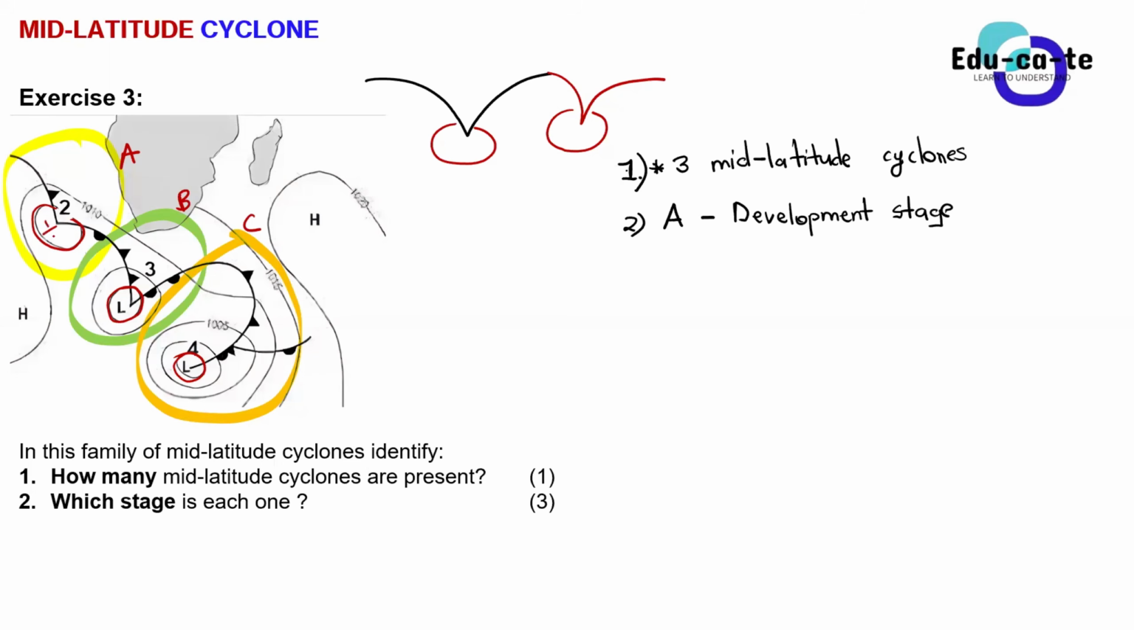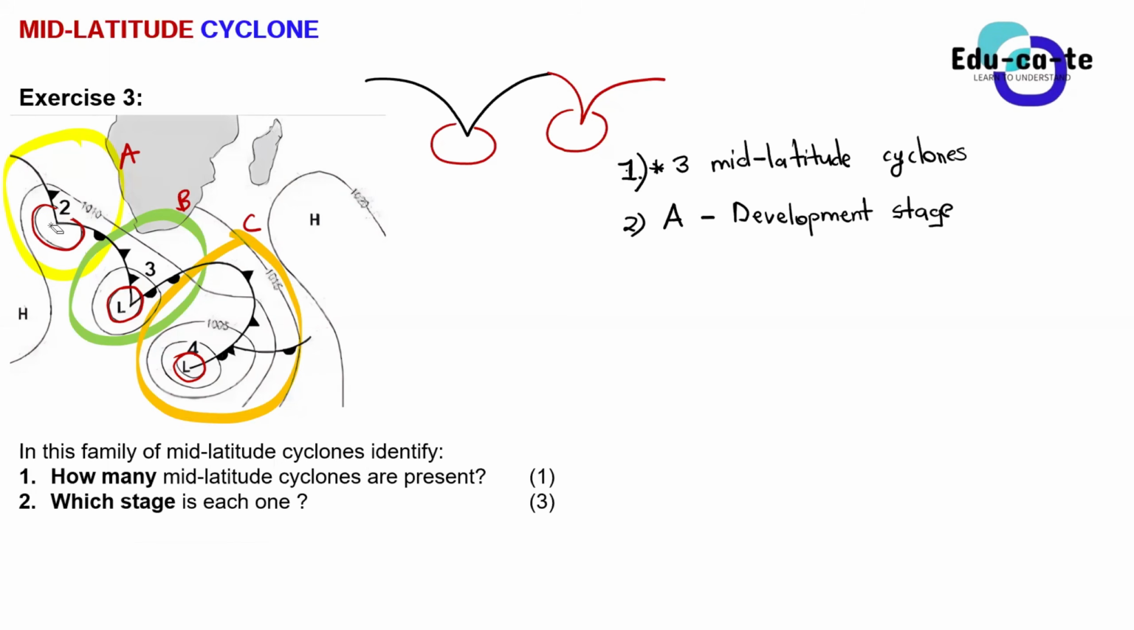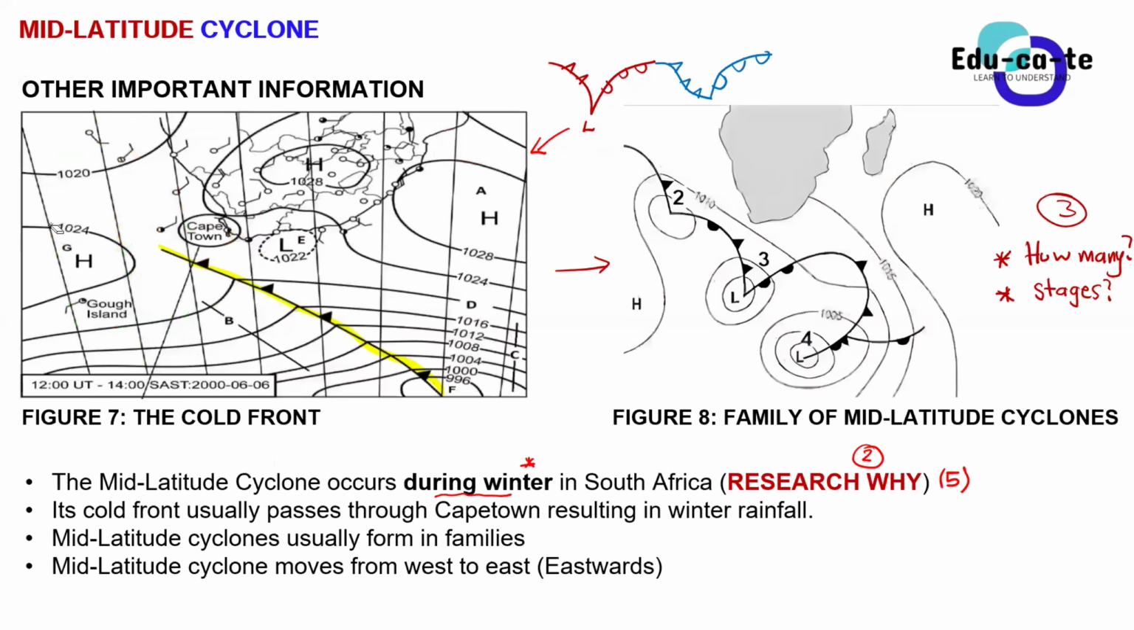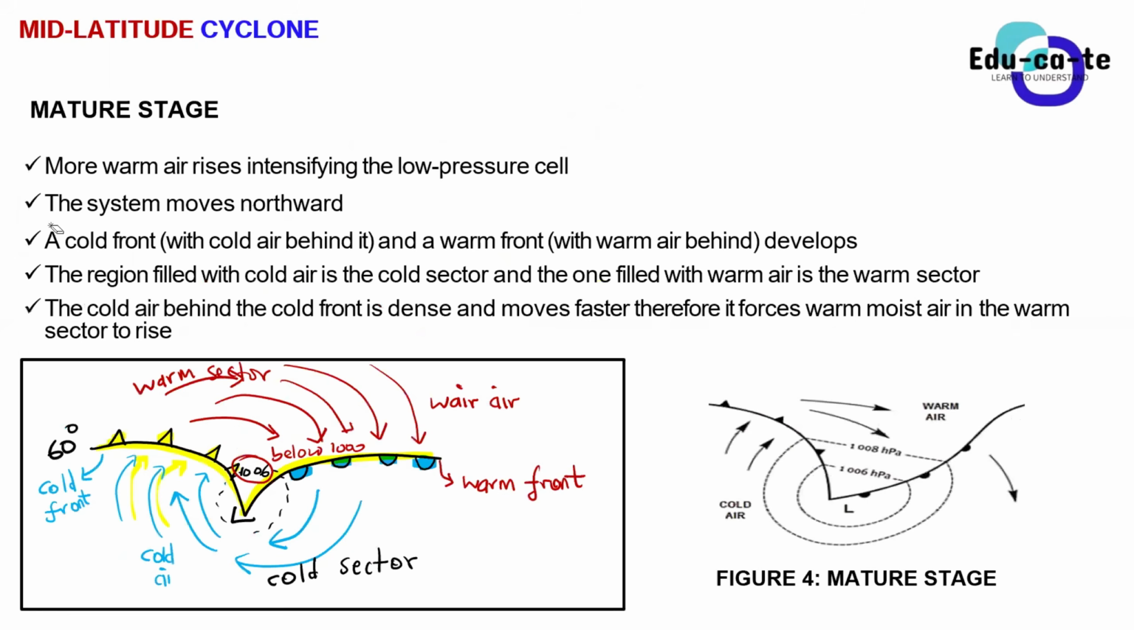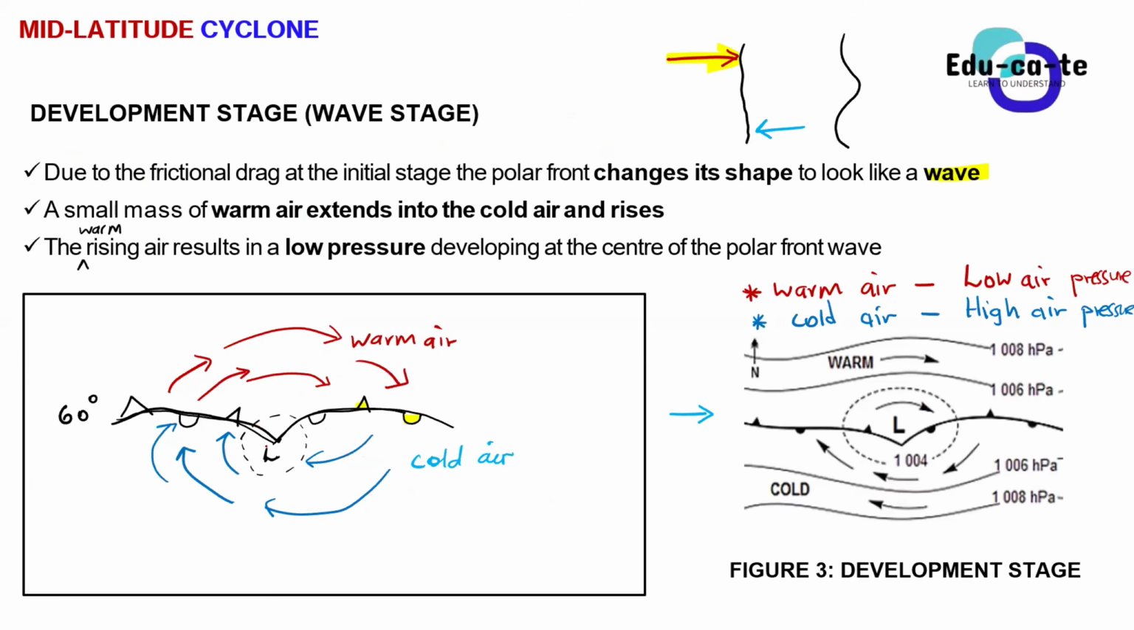I told you guys that at the center, there is no L. They won't write a low pressure there because we don't have a well-developed low pressure system. I mentioned it, guys. I said that whenever they give you diagrams of this development stage, this L, I just wrote it so that you guys can have an idea. But most of the times when they give you diagrams, they will not include this L because this low pressure is not really that intense because only a small mass of warm air extended.